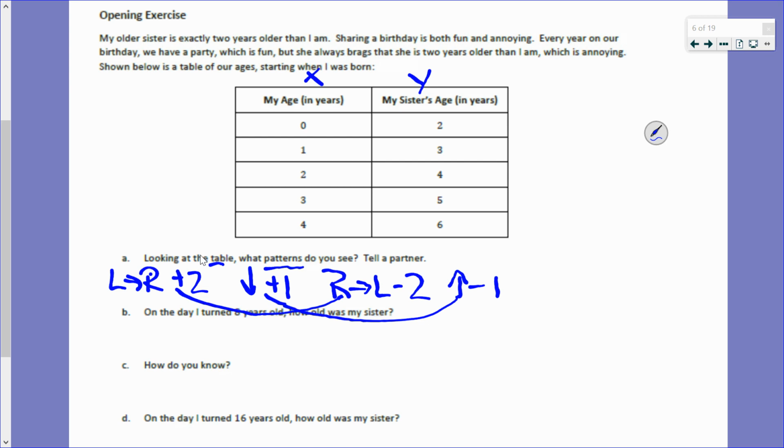You guys know what we call that? If I subtract instead of add? 7 is always a good answer. But these are inverse. So we do inverse operations. If I go one way, I can get back by doing the inverse operation. So on the day I turned 8 years old, how old was my sister? 10. How do you know? I add 2.